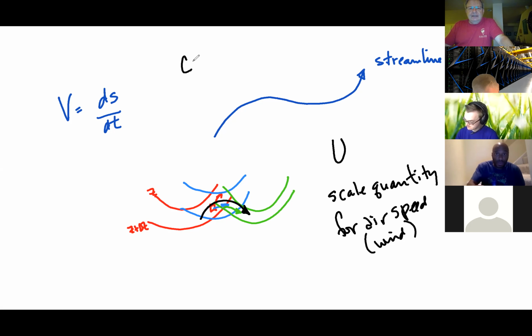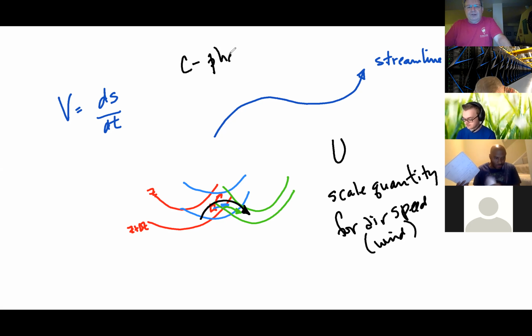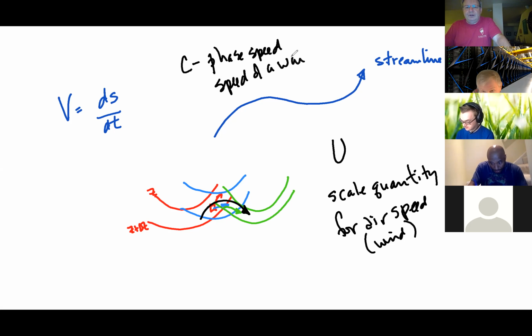C, they say, what do they call C? What do they define C to be? Phase velocity, right? Or phase speed. Well, that's really what that is, the speed of a wave. In meteorology, if we are looking at a short wave coming across the United States, then that short wave will have a phase speed of c.